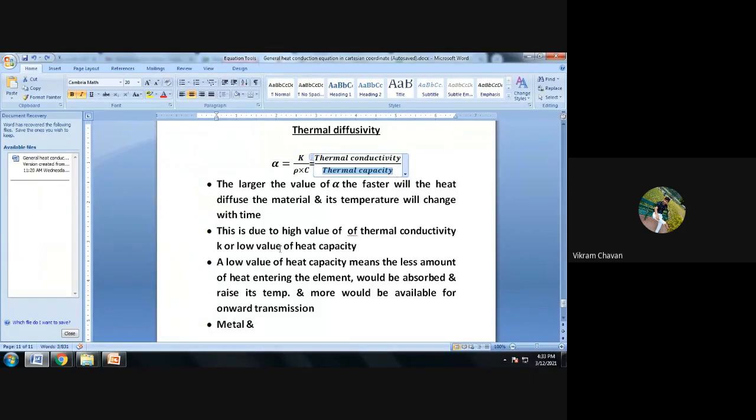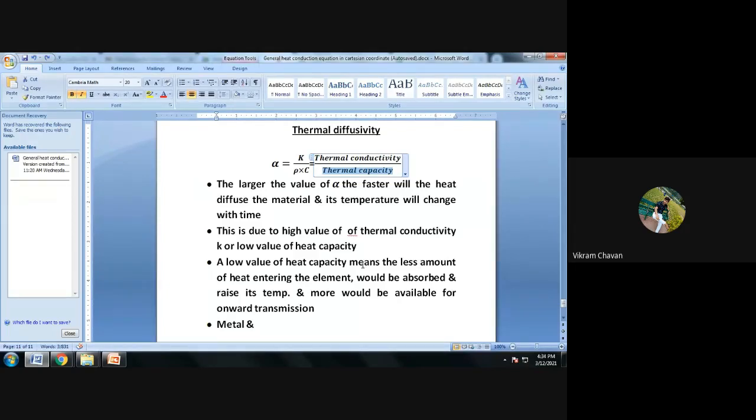Okay, so low value of heat capacity means less amount of heat entering the element would be absorbed and raise its temperature. वो heat किस काम के लिए आएगी? जो absorb हुई है वो उस मटेरियल का टेम्परेचर बढ़ाएगी। And more would be available, जो भी हीट मटेरियल में इंटर हुई है, उसमें से ज्यादातर हीट आगे ट्रांसफर करने के लिए अवेलेबल रहेगी। ओके, गेटिंग माय पॉइंट?